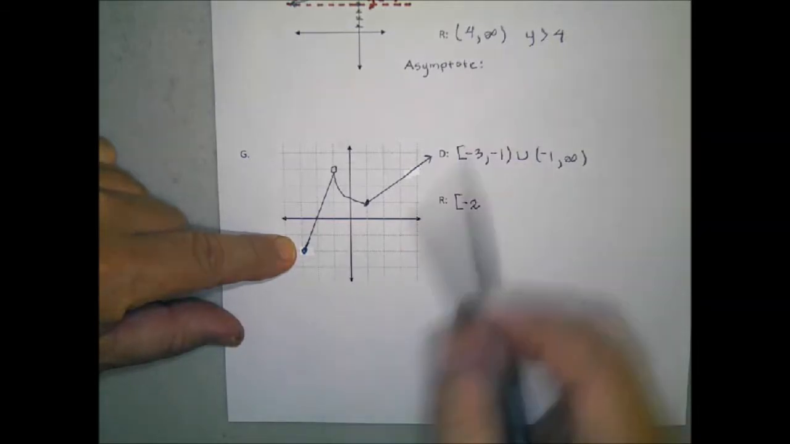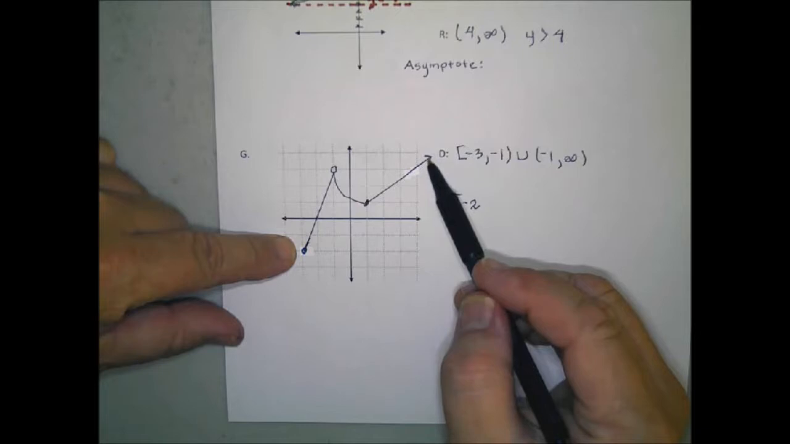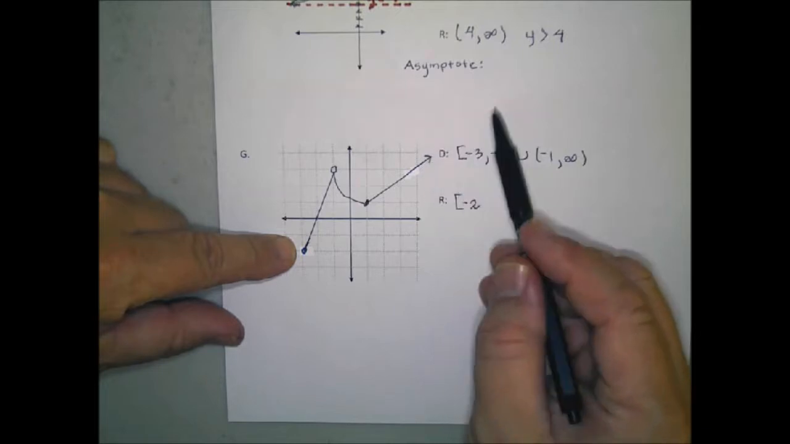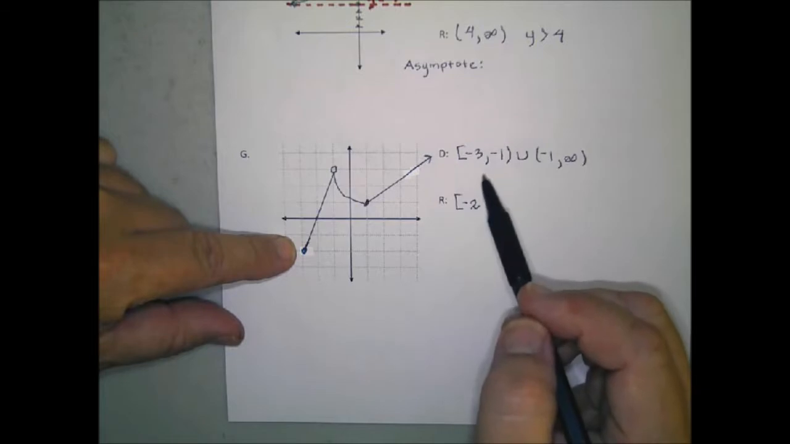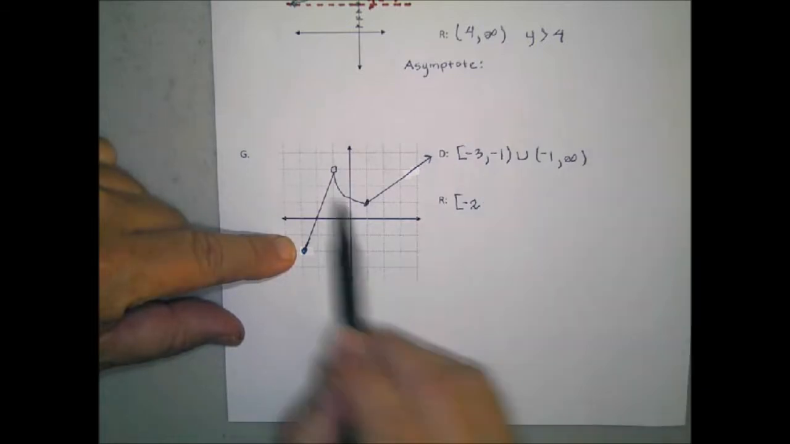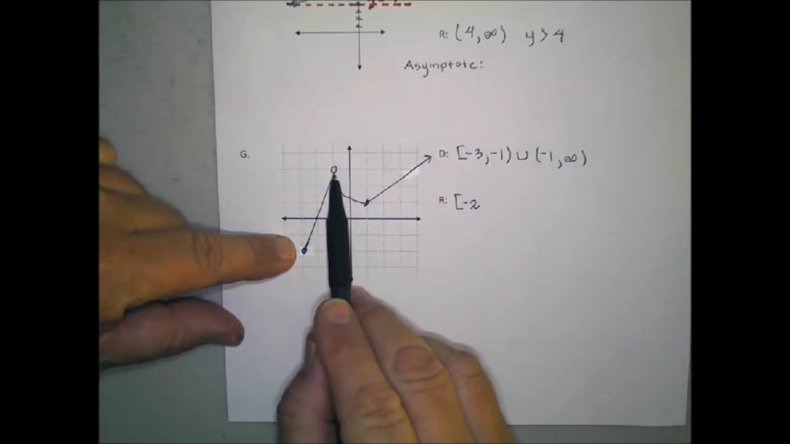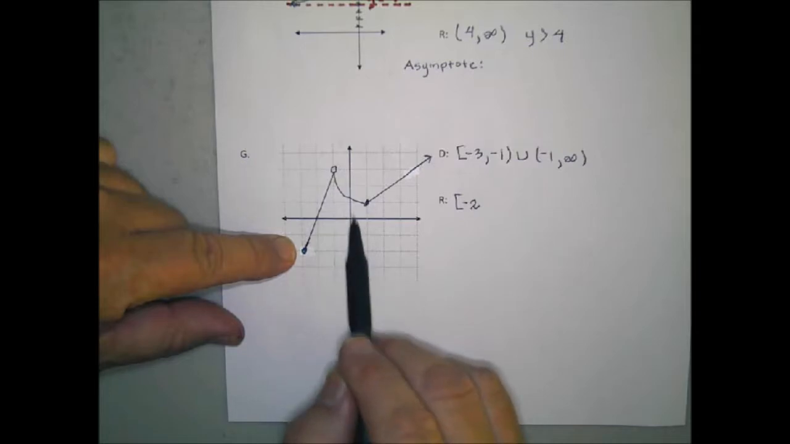Now, what's the highest point on this graph? Well, there really isn't a highest point on this graph because it goes forever and ever up as well as going forever and ever out. Now, if you think about, well, what about this hole right here? You're right. There is a hole right here.